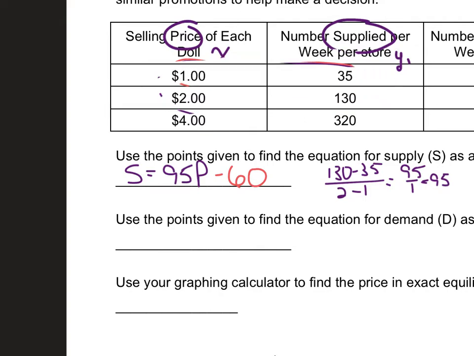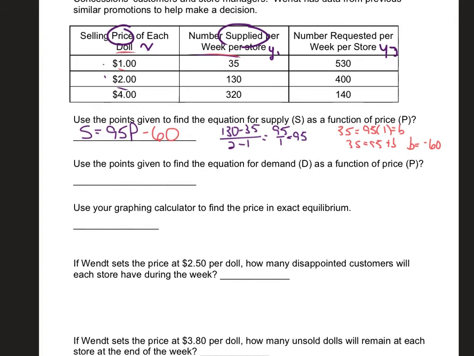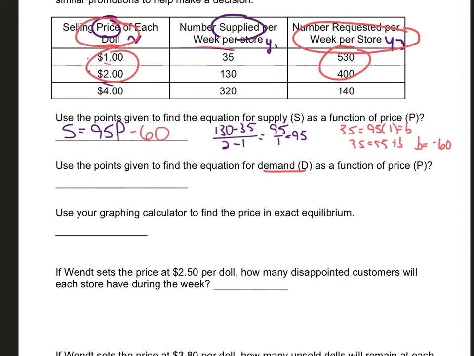Now it switches gears on us, and I want to make sure you see this. This one says use the points to find the equation for the demand as a function of price. Now we're using the demand, the number requested per store, and the price for our equation. But we do the same thing. Here are my y's, here are my x's. I do the same thing.